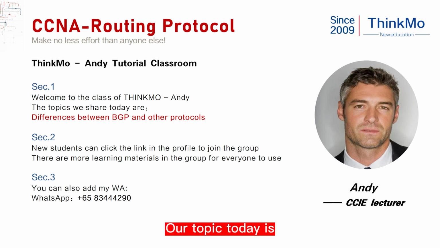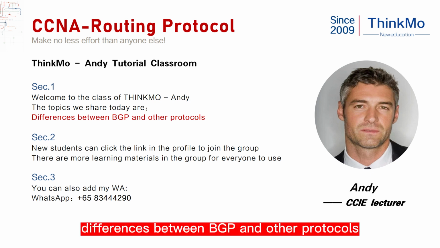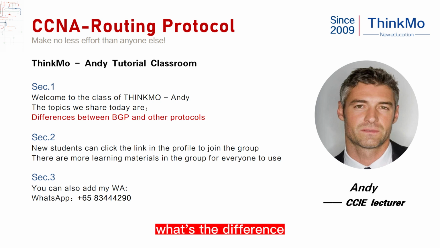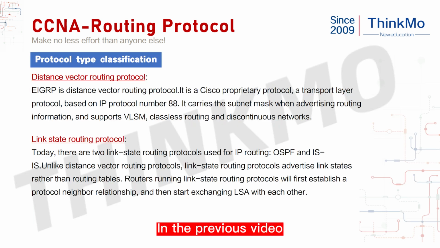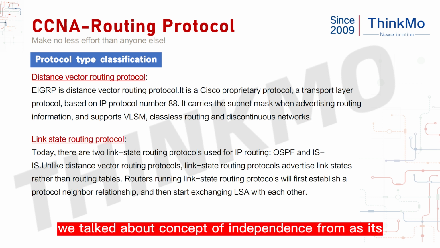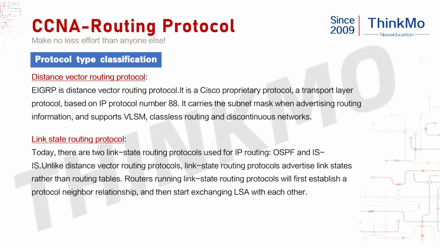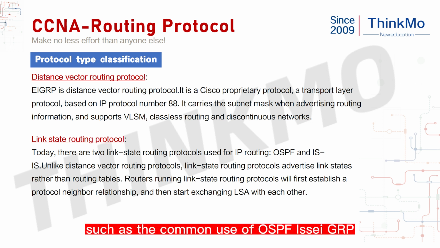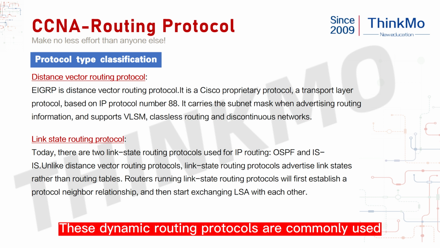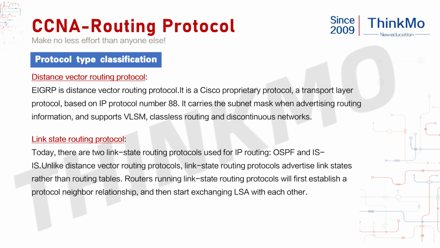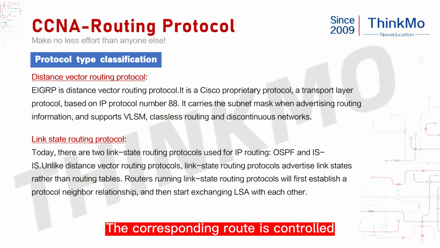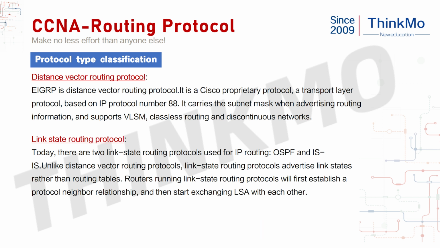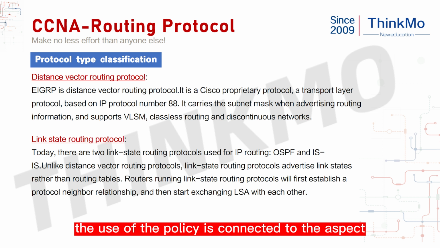Our topic today is differences between BGP and other protocols. What's the difference? In the previous video, we talked about the concept of independence from AS. Its routing control is more flexible. For BGP, it has more strategies, compared to the commonly used dynamic routing protocols such as OSPF, ISIS, and EIGRP. Route policy controls the corresponding routes. The use of the policy is connected to the aspect.